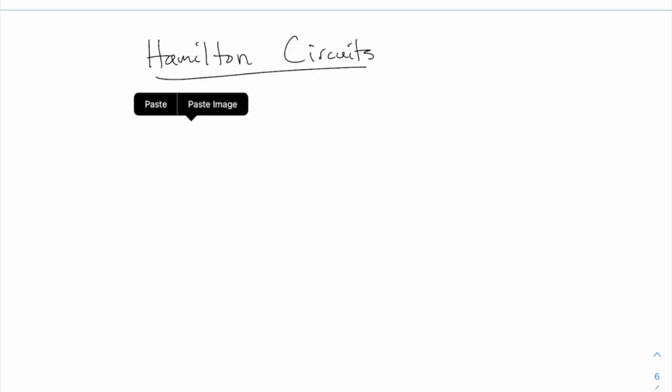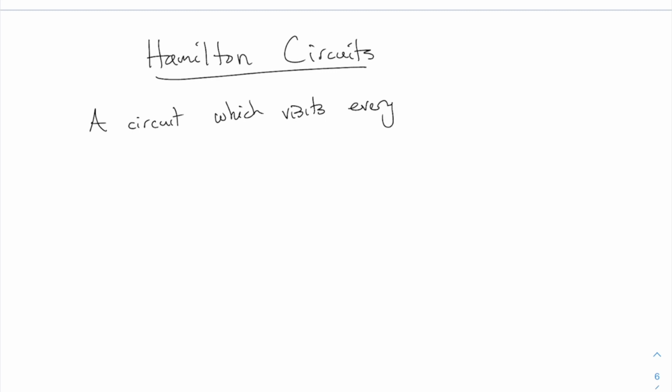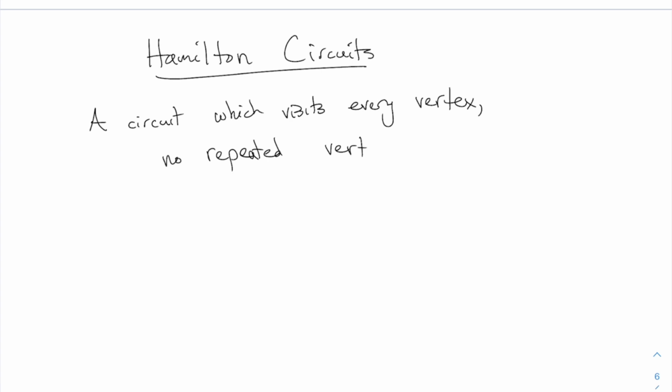You just have to remember, an Euler circuit has no edge repeats. A Hamilton circuit is a circuit which has no vertex repeat. So a circuit which visits every vertex, no repeated vertices. That's called a Hamilton, or sometimes Hamiltonian, circuit. No repeated vertices. This is named after a Scottish, I believe, mathematician, Irish.